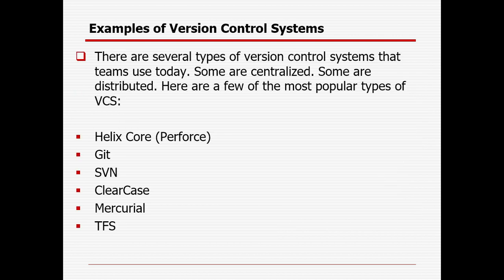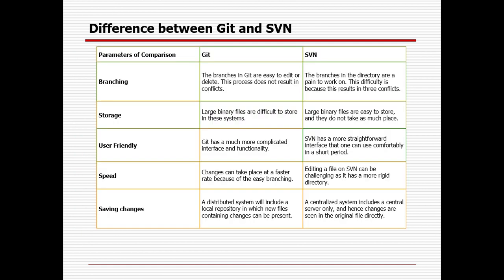There are several types of version control system that teams use today. Some are centralized, some are distributed. Here are a few popular version control systems. I tried to give examples: Helix Core, Git, SVN, ClearCase, Mercurial, and TFS. These are some important version control systems nowadays. Most of the projects you are using, right? So Git is also a version control system. SVN is also, but each one has some drawbacks or advantages.